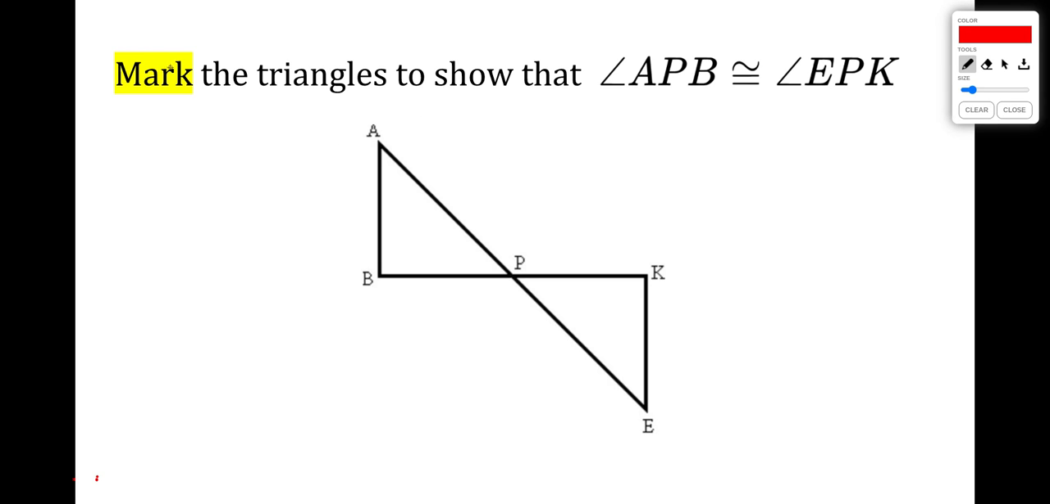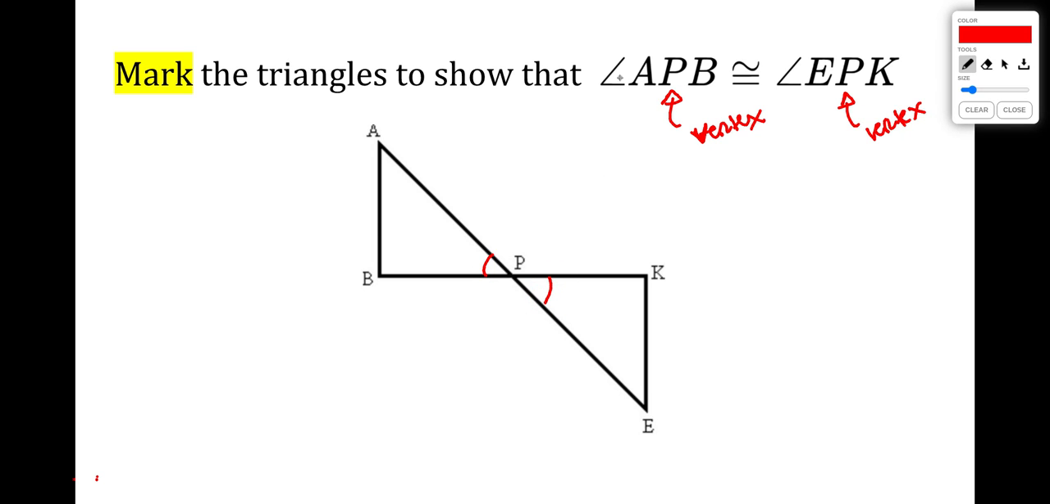Okay, now same thing. Mark the triangles to show that angle APB, remember that middle letter is our vertex, is congruent to angle EPK. So P is our vertex. Let's follow this along. APB, this is how I'm going to mark it. EPK. So those two angles are congruent.